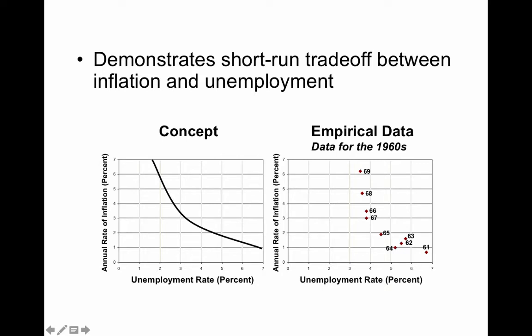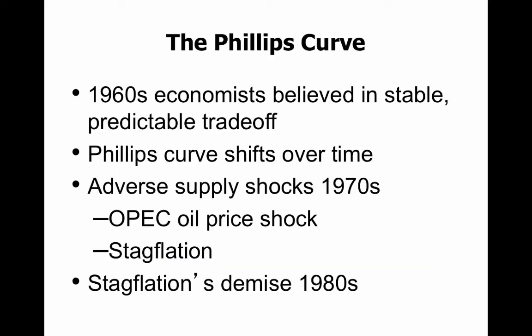It stands within the reason that we've always discussed. There's our line of best fit. Remember that this isn't a function; it's just a line of best fit based on the empirical data. So in the 60s, we believed that the trade-off was stable and predictable. That's what eventually becomes problematic, the idea of it being stable and predictable.